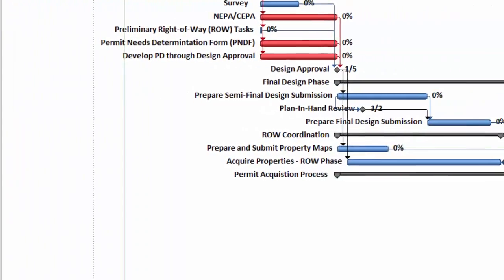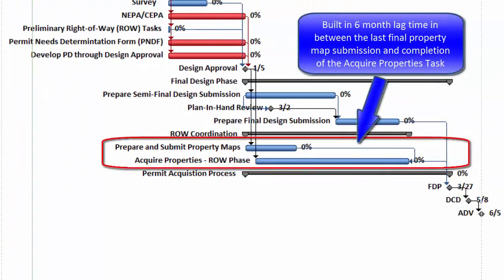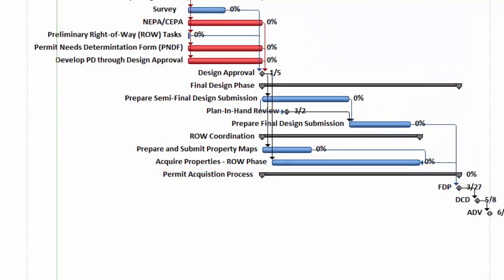critical properties. A second predecessor is that there is a 6-month lag time in between the completion of Prepare and Submit Property Maps and the completion of Acquire Properties. This was done to provide a 6-month window in between the final property map submission and the final property acquisition.